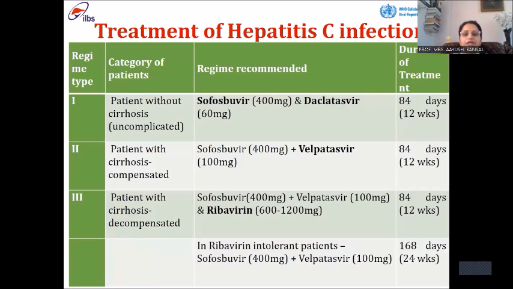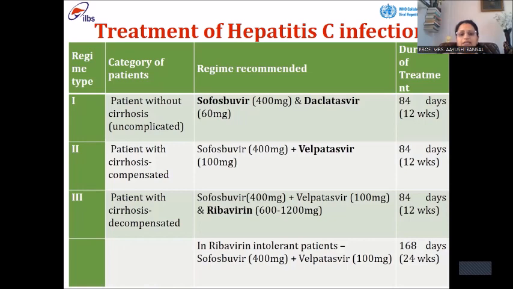Okay, now the treatment of hepatitis C infection. In hepatitis C infection, we will look at categories of patients. According to category of patients, what is the regimen recommended and the duration of treatment? So regimen types 1, 2 and 3. In the first regimen, we see patients without cirrhosis, that is uncomplicated. The patient has hepatitis C virus in the body, but is not having cirrhosis. So this category of patient comes under uncomplicated case.